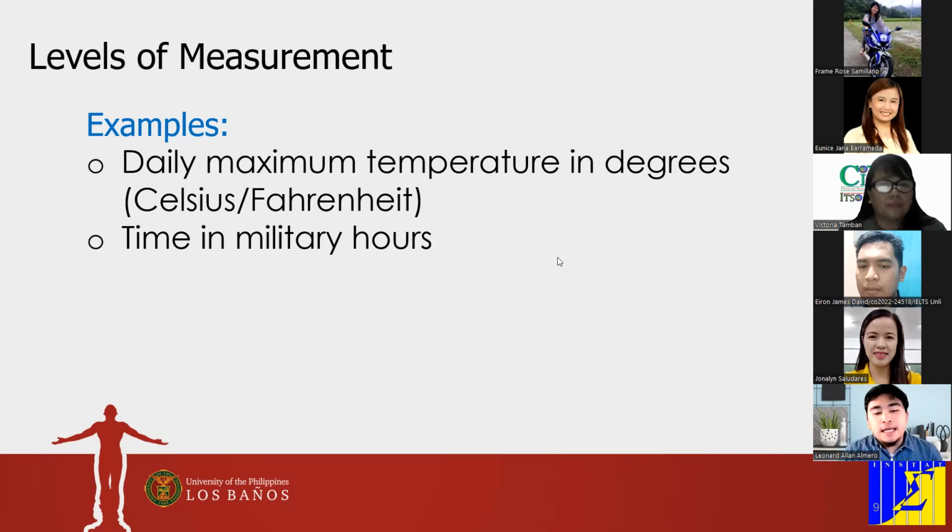Basta po ang tatandaan niyo lang, kapag nasa interval level tayo, no absolute 0. Kapag may 0 ka, may ibig sabihin pa rin. Okay. Questions pa po? Meron po ba? Raise hand or chat. Use the chat.